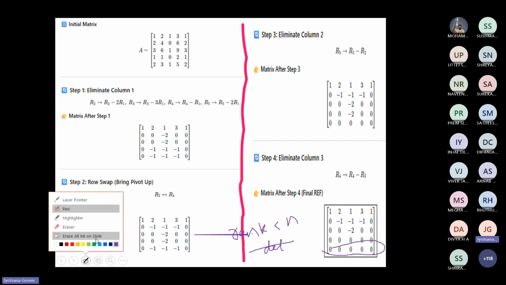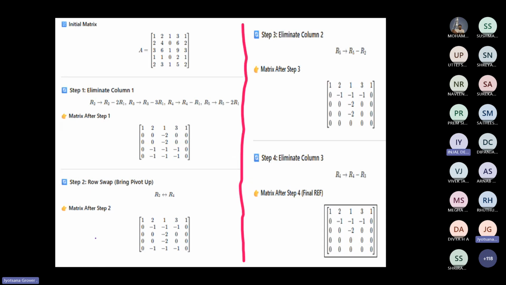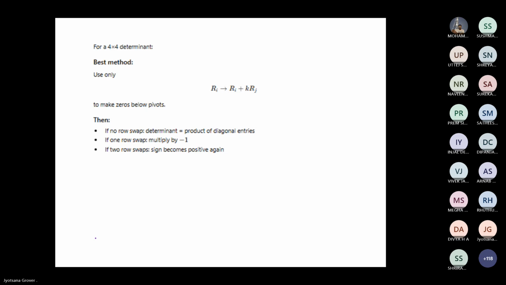One row of zeros means, okay, I'll tell you about this. I'll link rank with determinant. Just wait for a time being.